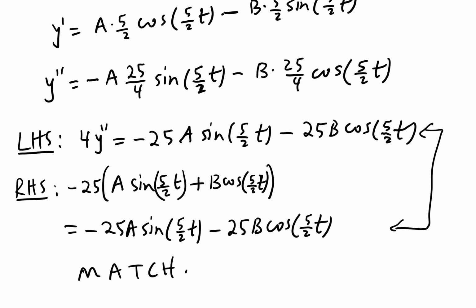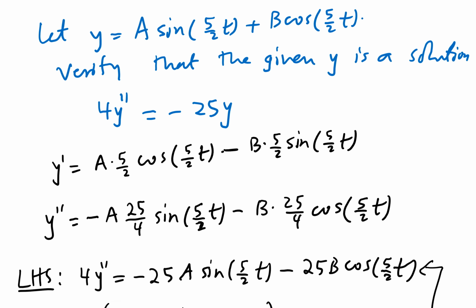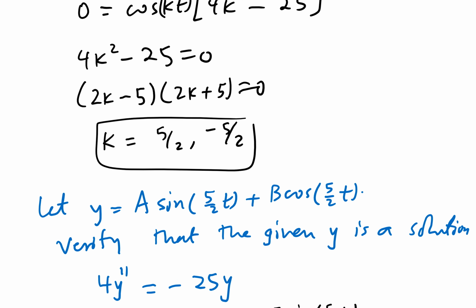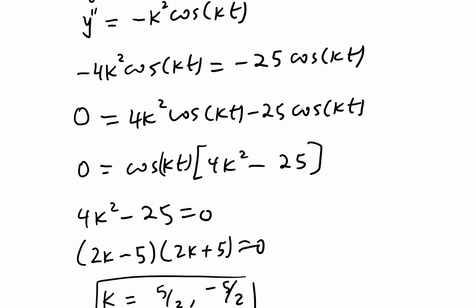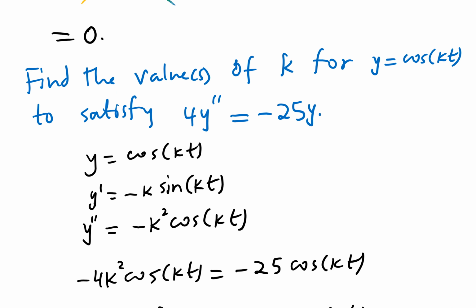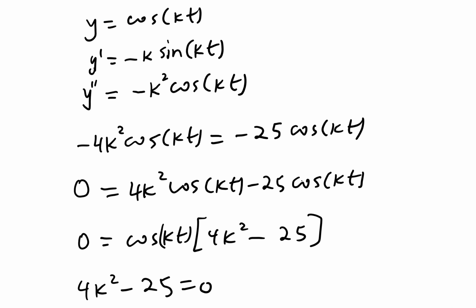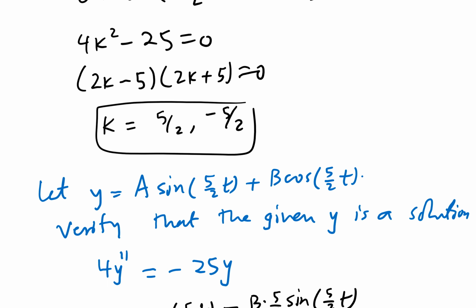Okay, notice what I did. Based on the previous example, we asked you to find the values of k, right? We got two values of k. One k was 5 halves, one was negative 5 halves, right? So then what I did, I took the 5 halves and I put it back into the question here, and then I came up with a new question, which was this one.